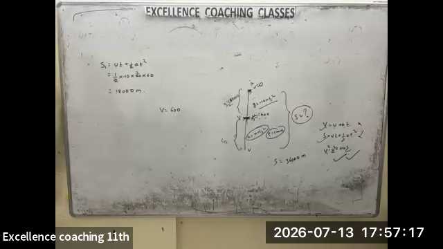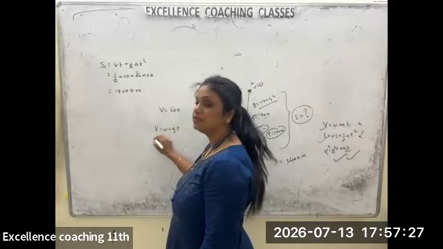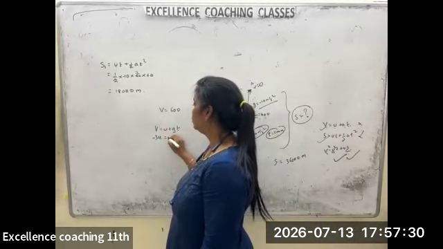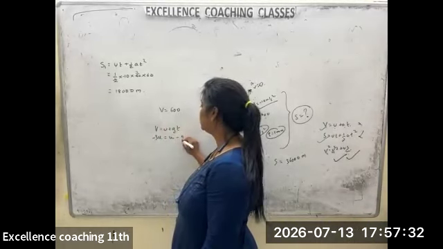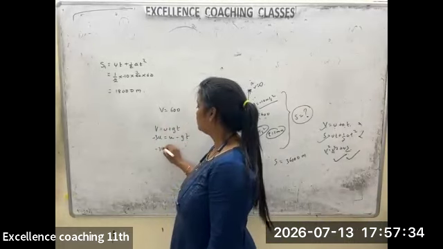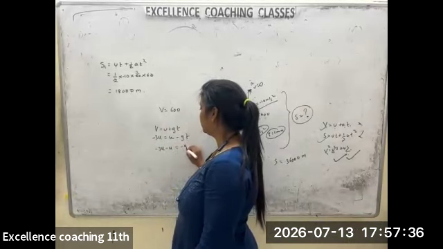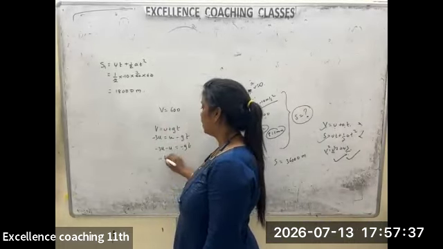V is equal to u plus gt. V is how much? Minus 3u. U is u minus gt. So minus 3u minus u is equal to minus gt. So minus 4u is equal to minus gt. So t will be 4u upon g.